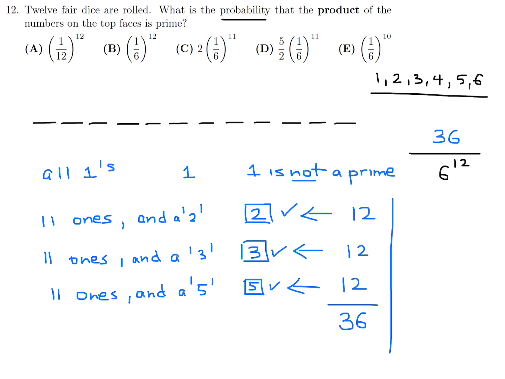This is a good question because it illustrates something that happens on math contests where you get the answer, but it doesn't look like any of the answer choices. You just have to put it in a different format. So let's see, how can I do that? 36 is itself 6 to the power of 2. All right, 6 to the power of 2 over 6 to the power of 12. That means 1 over 6 to the power of 10. Now, is that one of the answer choices? And it is. That's 12E. So there you go.